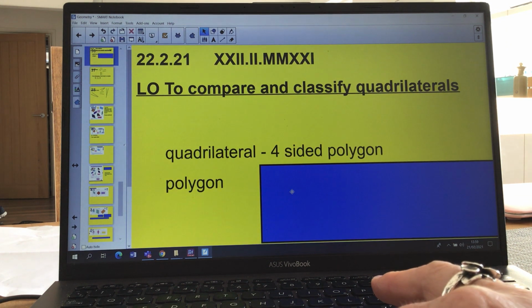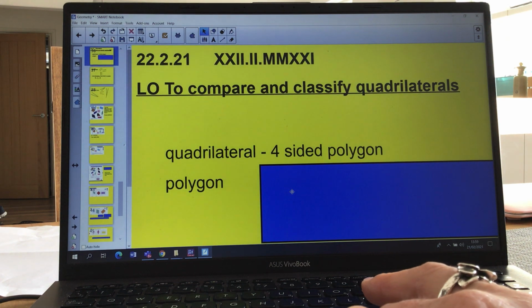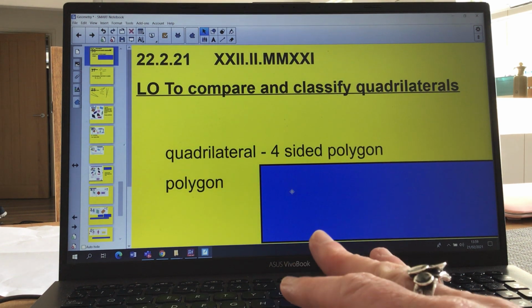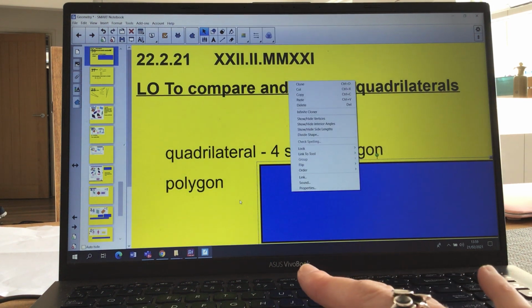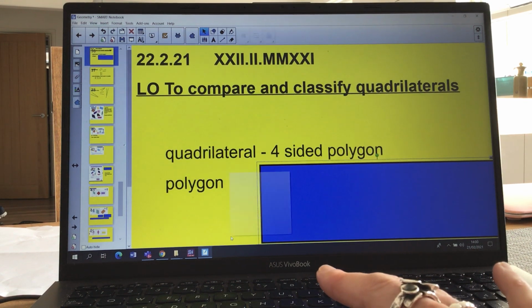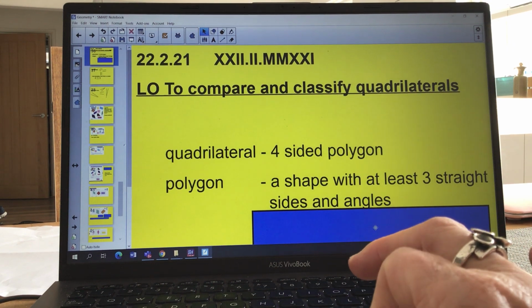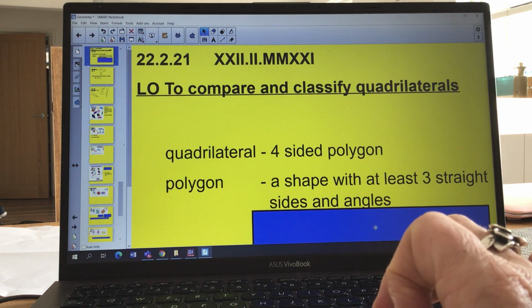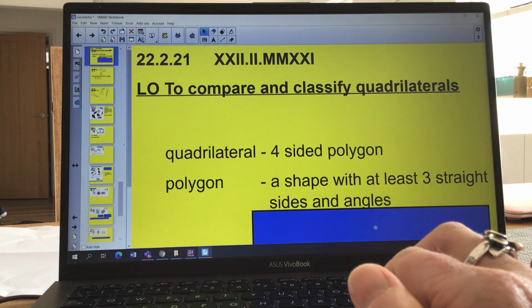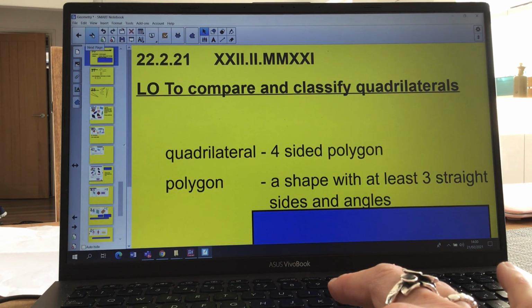I said, didn't I, last time I spoke about quadrilaterals, I always think about a quad bike, and a quad bike has four wheels, and that reminds me when I think of a quadrilateral, it has four sides. So polygon, that's really just a mathematical name for a shape, with a definition of a shape with at least three straight sides and angles. So we're going to be looking at different quadrilaterals and learning how to compare and how to classify and group them.